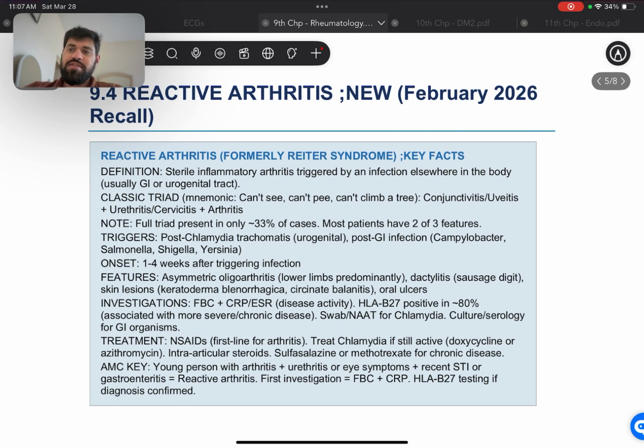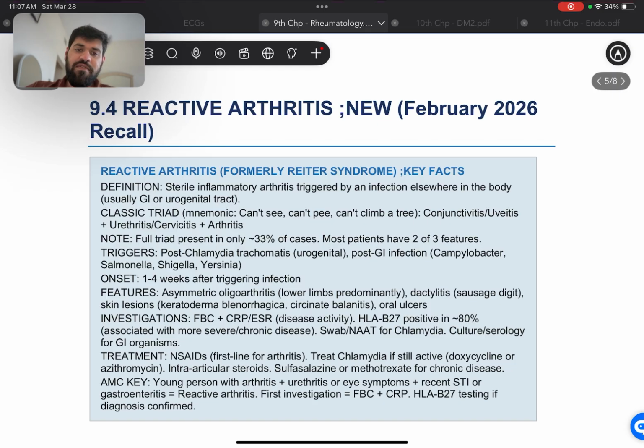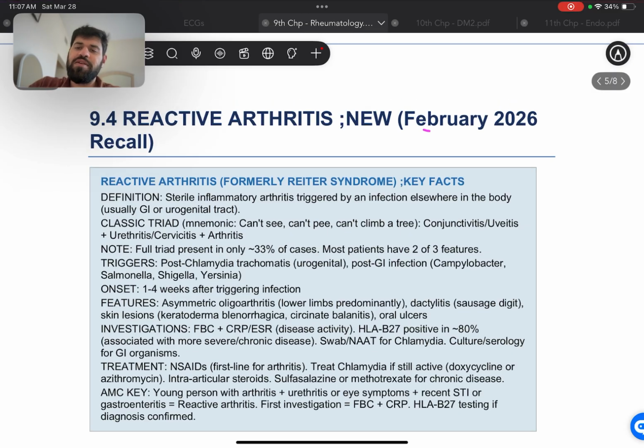Then reactive arthritis. This is a bit of a new topic that they have started focusing on. Before it was mentioned, but not as much, but now it has started to come up, especially in the February recalls. All right, then it used to be called Reiter syndrome, and sometimes they may give this old name. So it is a sterile inflammatory arthritis triggered by an infection elsewhere in the body. So usually it's going to be GI or urogenital tract.